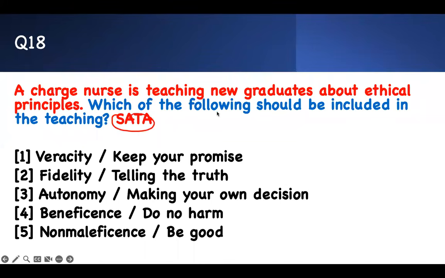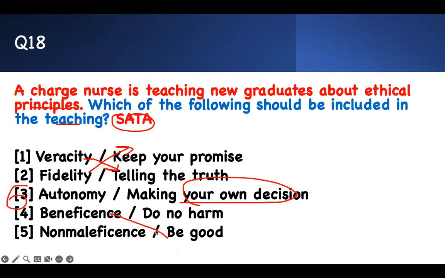Select or apply. Which of the following should be included in the teaching? A charge nurse is teaching a new graduate about ethical principles. Same thing. You know what it is, right? Which one should be included? Veracity, right? It's not keeping your promise. It's telling the truth, even if it hurts. Fidelity, you keep your promise. Autonomy, make your own decisions. So this is right.